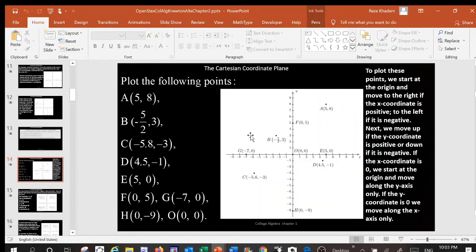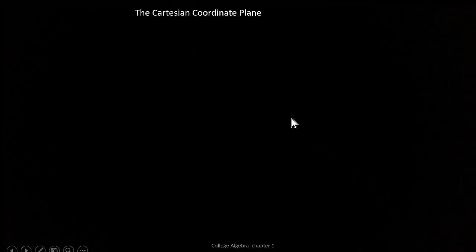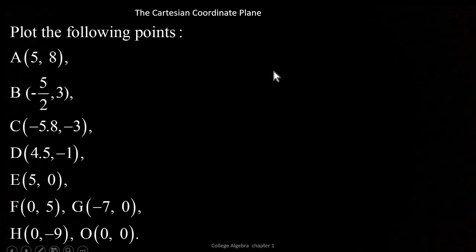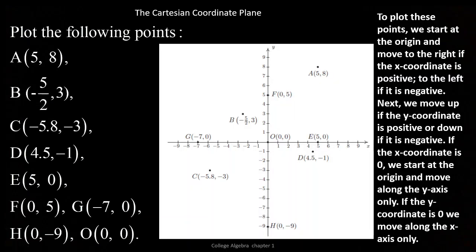Okay, so negative 5.8 and 3, I was doing negative 5.8 and negative 3, then 4.5 and negative 1. 5 and 0, well 5 and 0 is right there. 0, 5, so don't go left or right and go up 5.